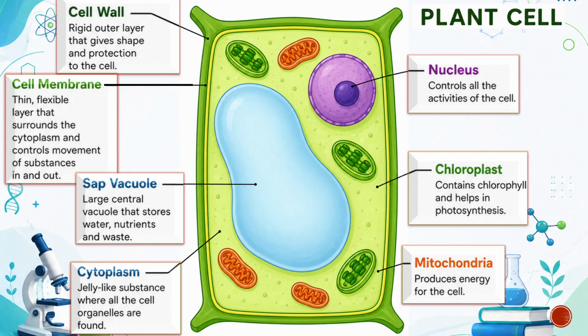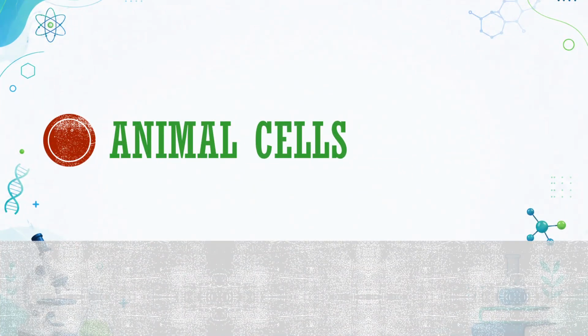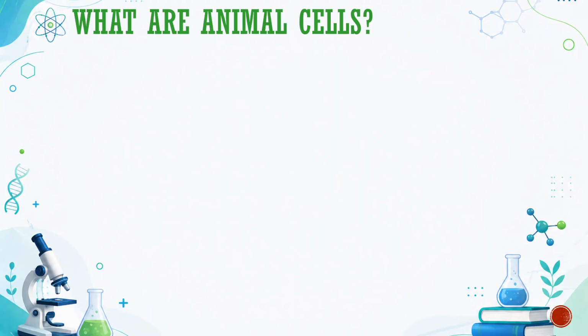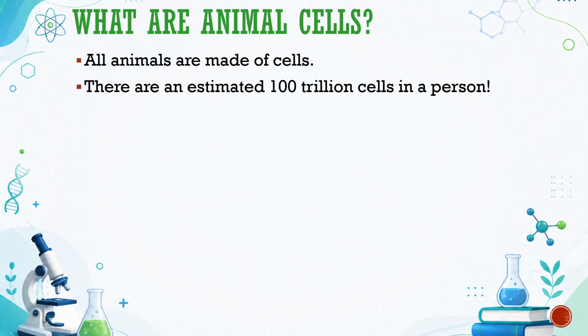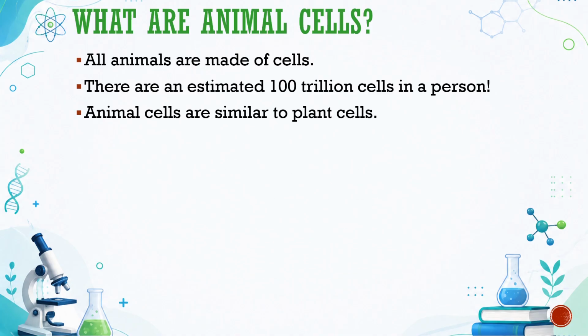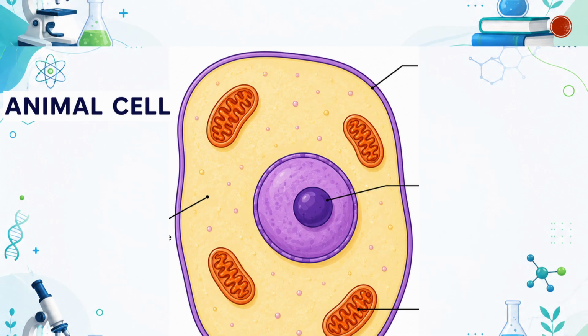All right. So there are 7 basic parts of the plant cell: cell wall, cell membrane, sap vacuole, cytoplasm, nucleus, chloroplast, and mitochondria. All right. When we move to animal cells now, you would see animal cells are pretty similar to plant cells, but they are simple.